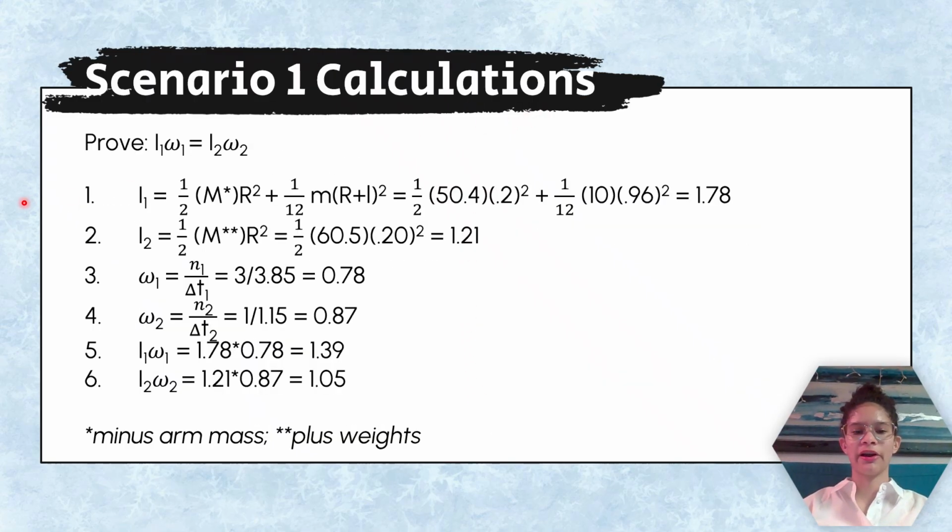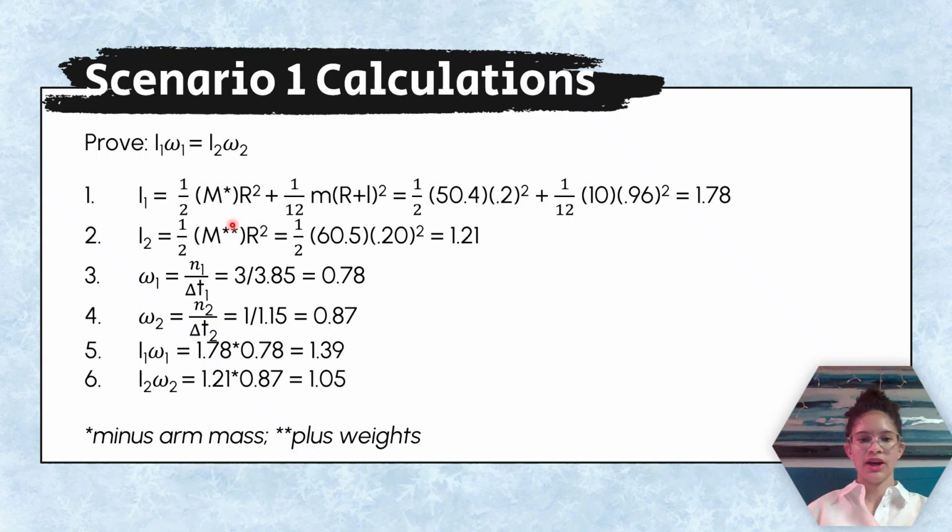And here we have our calculations for scenario 1. We're proving the conservation of angular momentum. First, we calculate our moment of inertia with the arms out. And so we have the basic cylinder 1/2 mr squared plus the moment of inertia with the arms and the weights combined. And I believe that's from the parallel axis theorem.